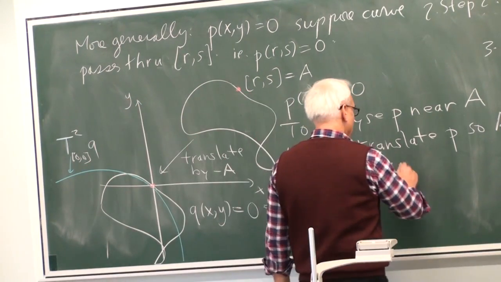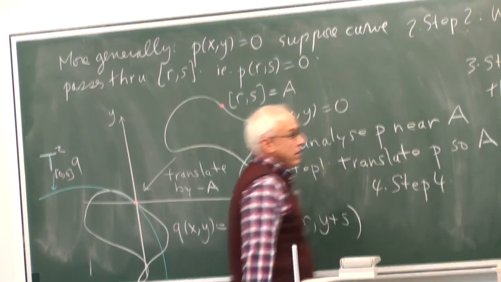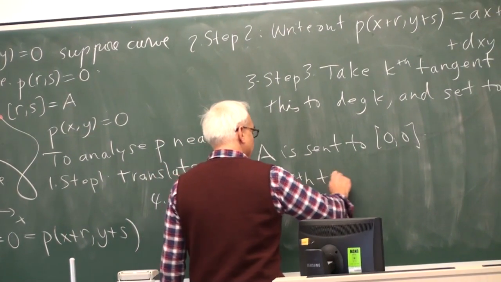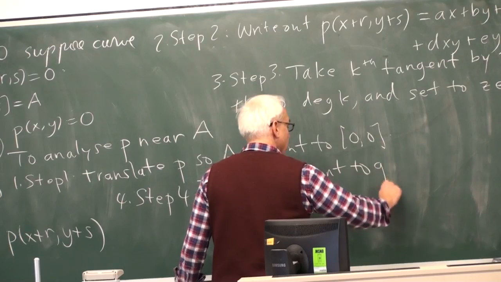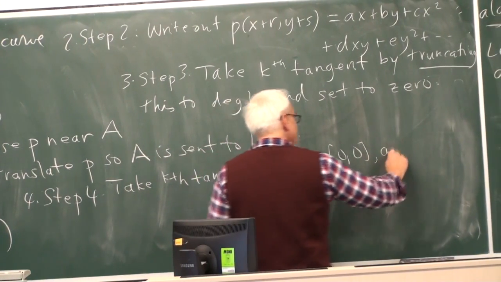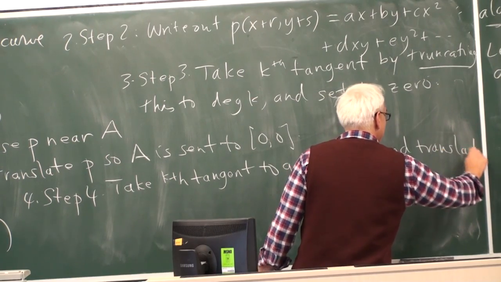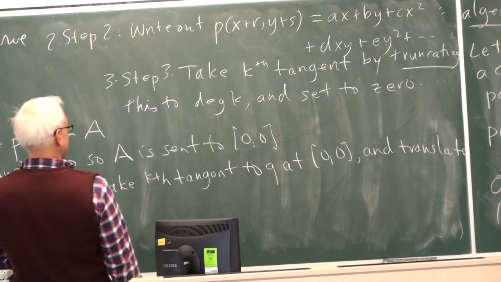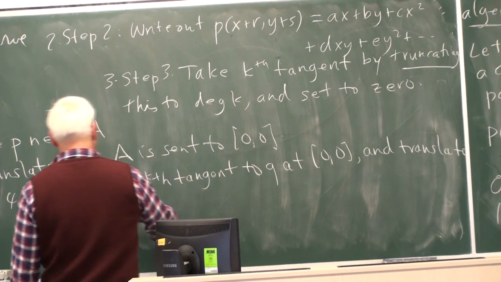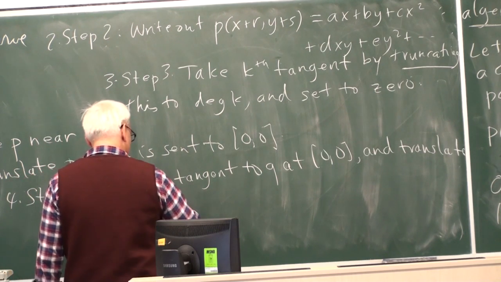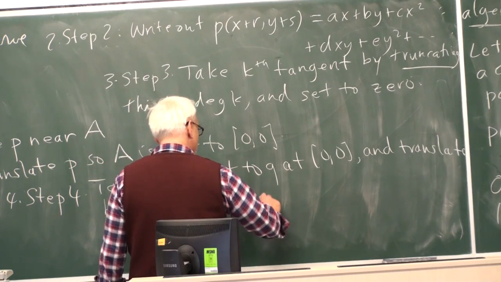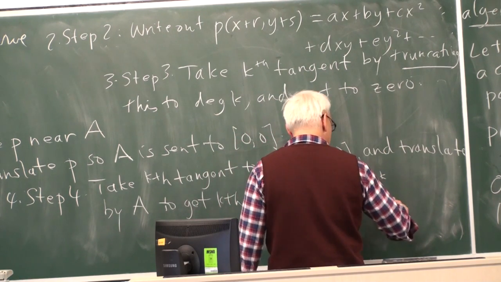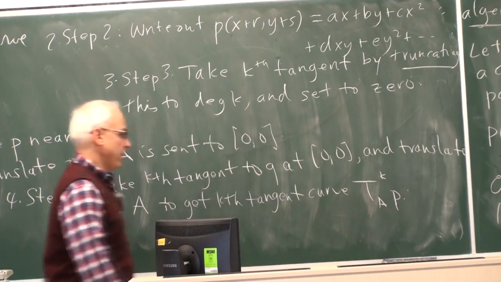So step 4, take the kth tangent to what we're really calling Q, to Q at 0, 0, and translate by A, not minus A, to get the kth tangent curve T sub k at the point A of the original P.